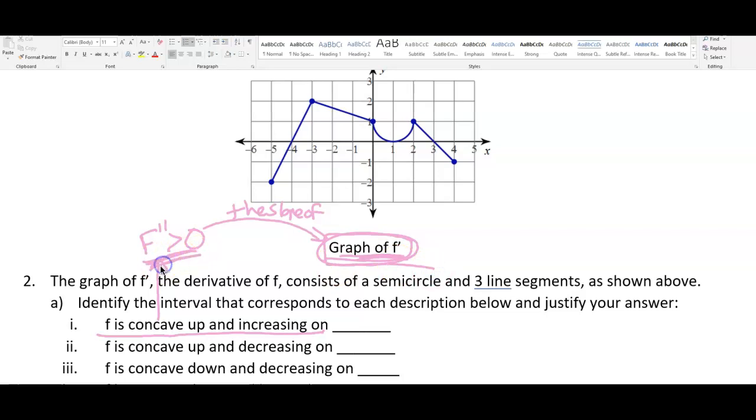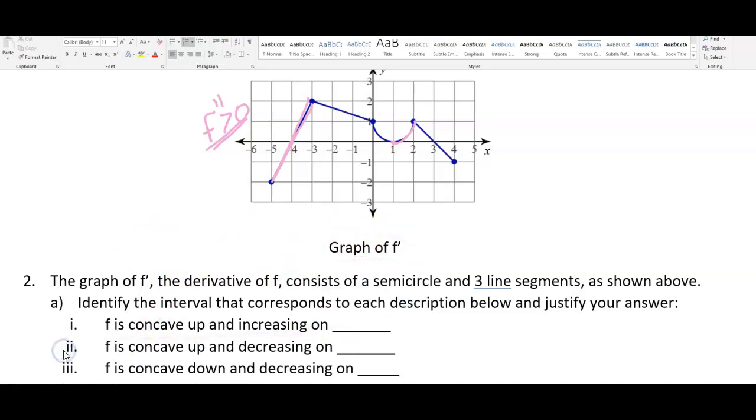So when is f double prime positive? Anytime this graph that we're looking at has a positive slope. So for instance, from here to here, f double prime is positive. Why is that? Because this is a graph of f prime. F double prime is the derivative or slope of this graph. And since this graph has a positive slope, that means f double prime would be positive. Where else is there a positive slope on this graph? How about from here to here? So for those regions right there, I would say that f double prime is positive.